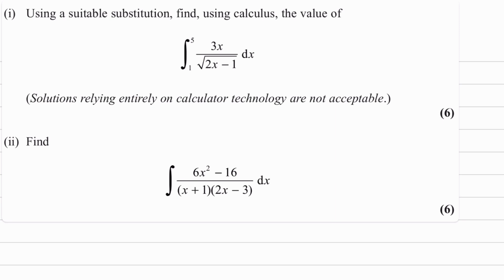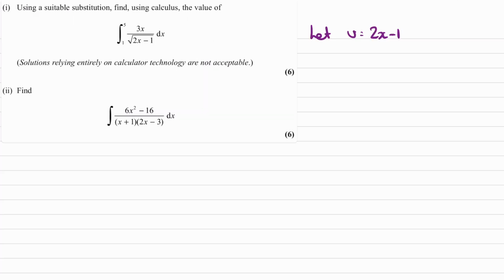Okay, so if we get started with question 1, we need to find a suitable substitution. If we let u equal 2x minus 1, then we need to write this x and the dx terms also in terms of u. We can find the dx term by differentiating with respect to x: du by dx equals 2. Therefore, dx will equal du over 2.